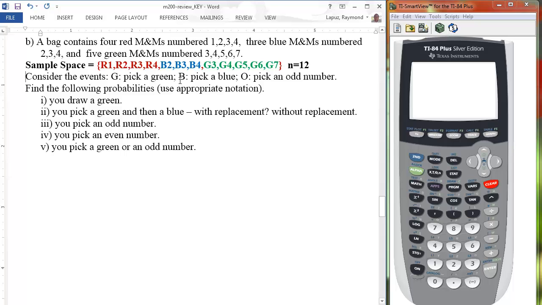G is when we pick a green, B is when we pick a blue, O is when we pick an odd number. So I think it would be good to find probabilities for each of these things. The first one's asking us to draw a green, so our notation there would be P of G, drawing a green. And so that's going to equal 1, 2, 3, 4, 5. It looks like there are 5 greens out of 12, so our probability would be 5 out of 12.